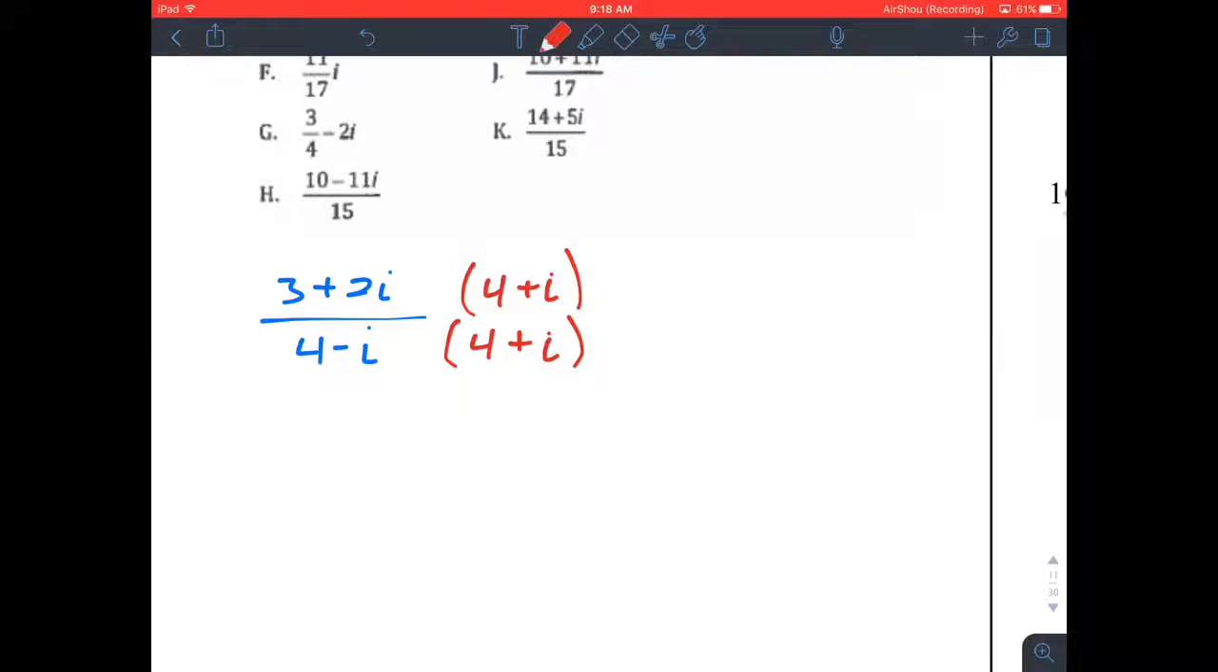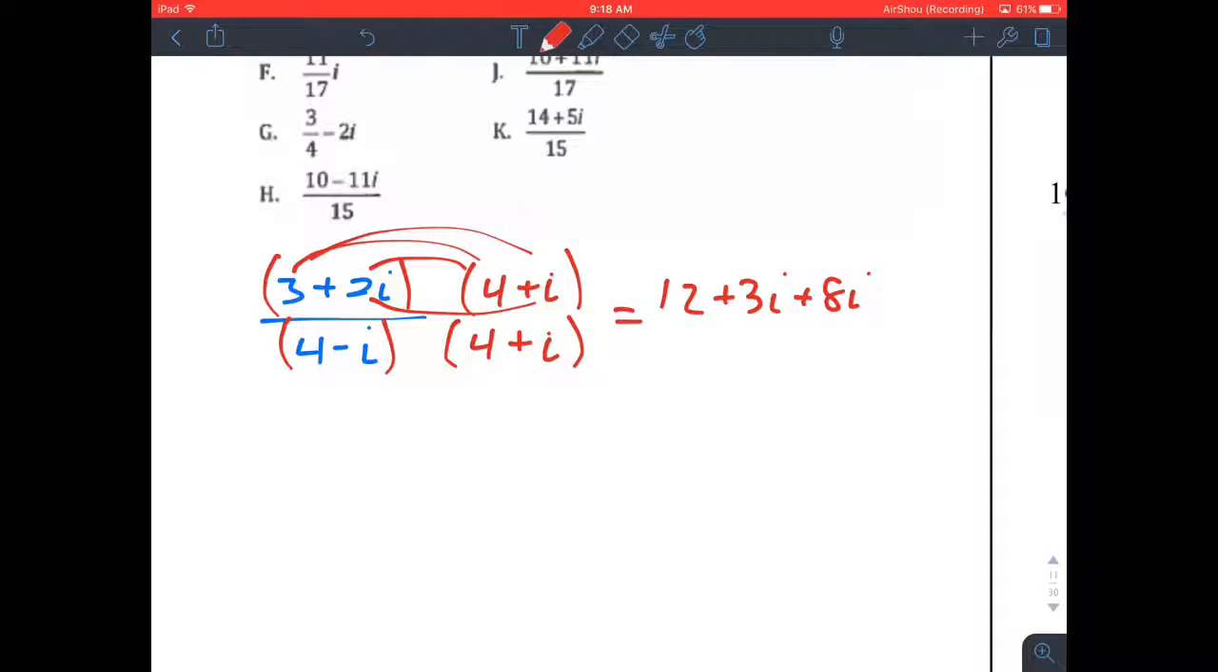If the original problem had plus, then the conjugate would be to subtract. So we're going to use the FOIL or box method again. We're multiplying the numerators and the denominators. 3 times 4 is 12. 3 times i is 3i. 2i times 4 is 8i. 2i times i is a plus 2i squared.